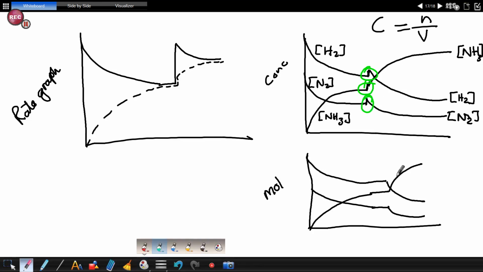Then what is that jump? Can you please explain that? That jump is because you decrease the volume, you increase the concentration, because they are inversely proportional. Concentration and volume are inversely proportional. So if you increase the pressure by decreasing the volume, you change the concentration.